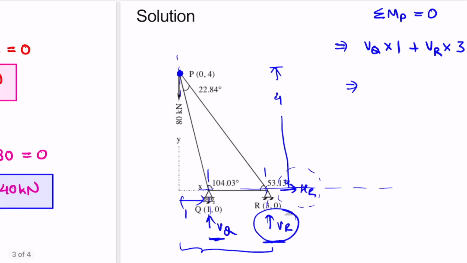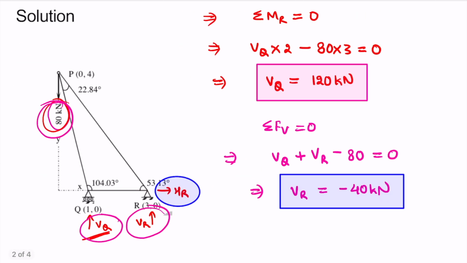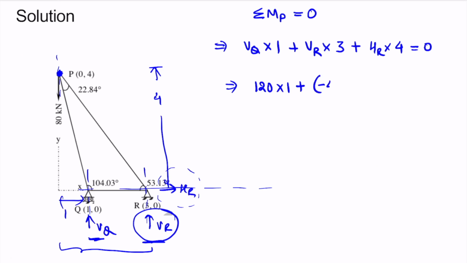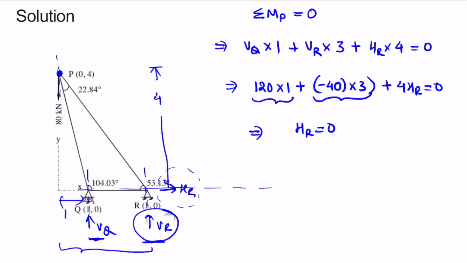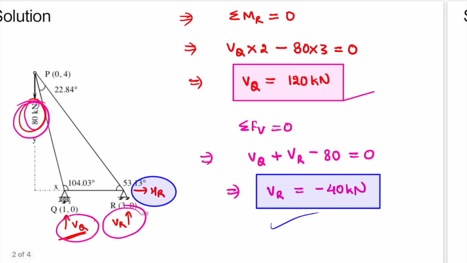Now we will put the value of VQ. The value of VQ is 120 multiplied by 1, plus we have VR. VR we got as minus 40. So let's write minus 40 here, multiplied by 3, plus 4 times HR equal to 0. From here we get the value of HR as 0. 120 minus 120, 0. So now we get the value of all the three reactions, VQ, VR and HR.